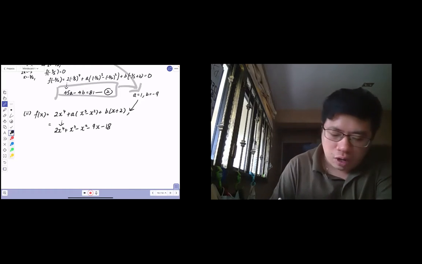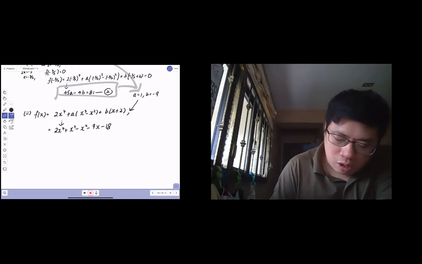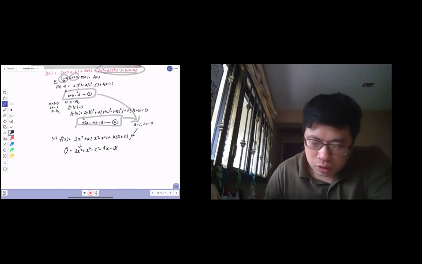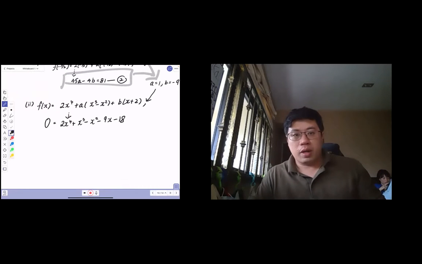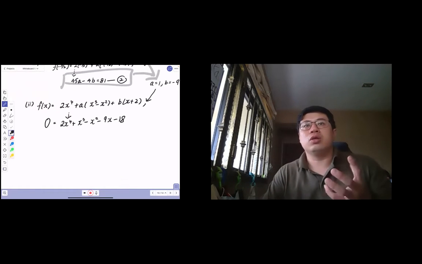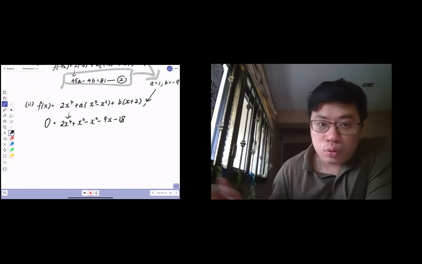If you are asked to solve this equal to 0, you're supposed to solve this. So you just use your remainder and factor theorem, which you earlier know that there are already two roots.